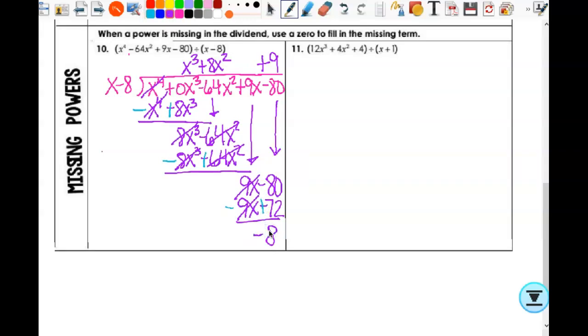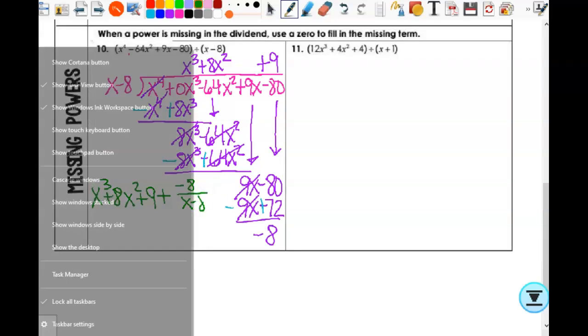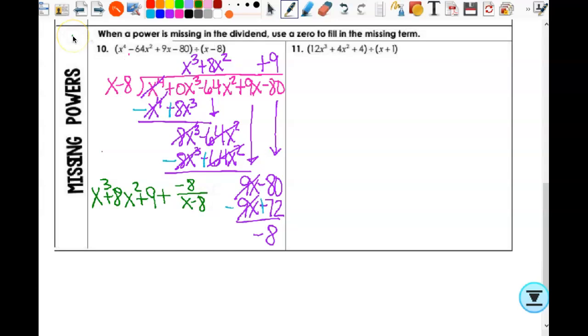Okay. So basically I have a 0x term in there, which you never have to write, but that's why there's a space there. So then when we're done, we've got x cubed plus 8x squared plus 9 plus negative 8 over x minus 8. Ooh. There's my answer. What questions you got?